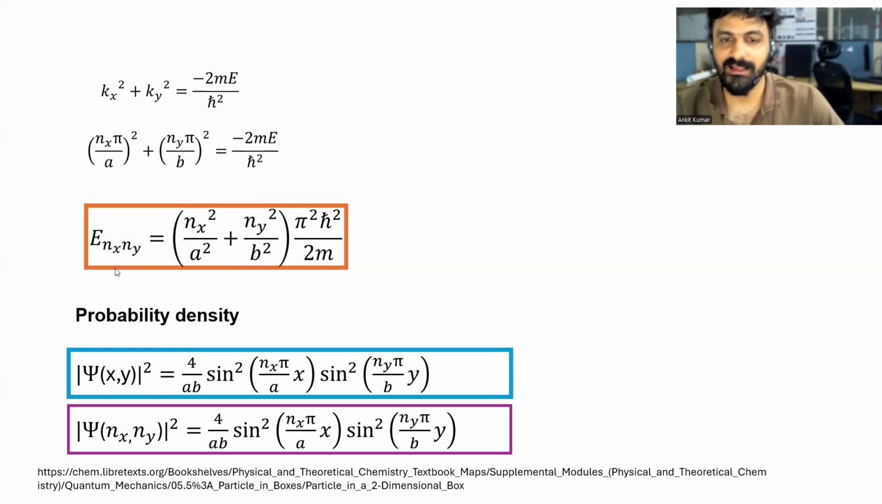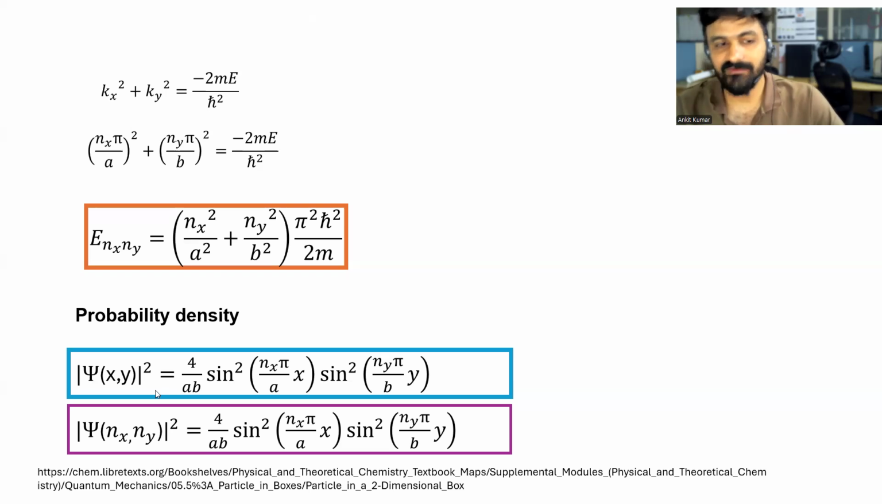Is that clear? And then we can calculate the probability density because we know the wave function. In order to calculate the probability density, we have to calculate the mod of the wave function squared. From here, you can either write in terms of psi of xy, or in terms of psi of nx and ny. So this equation basically tells us where the particle is most likely to be found inside the two-dimensional box. Is that clear?